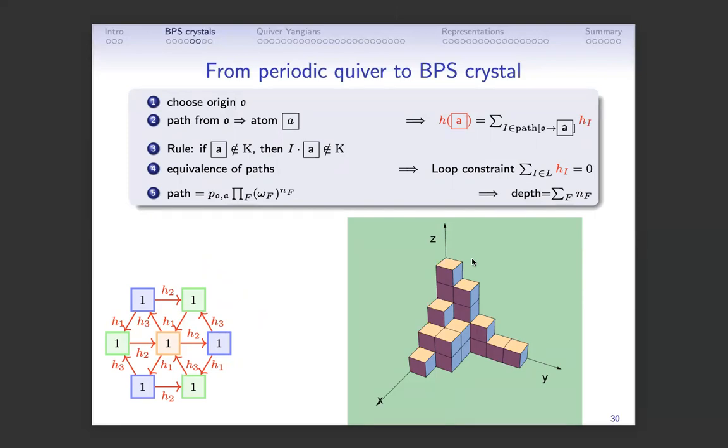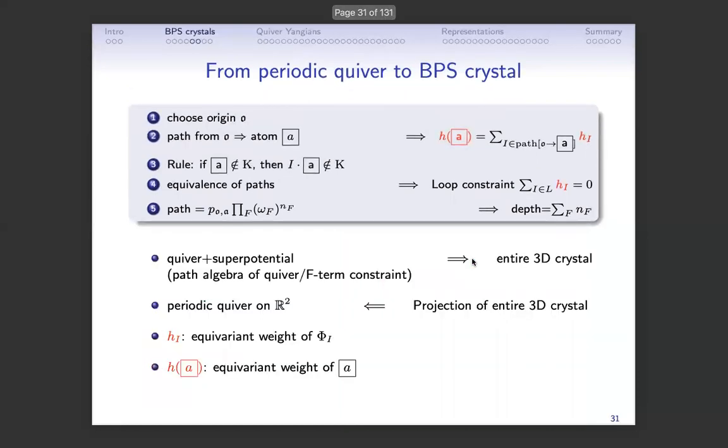Okay, this is a summary. You just follow this prescription, and you can build the entire 3D crystal. When you start from the 3D crystal and do a 2D projection, you can reproduce this periodic quiver, and for each arrow you assign the equivariant weight of the corresponding chiral field. And this h of a box A is the equivariant weight of this particular atom.